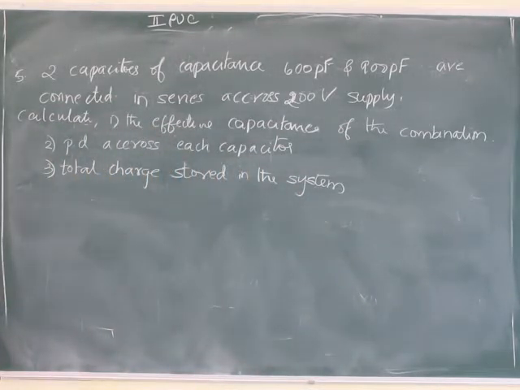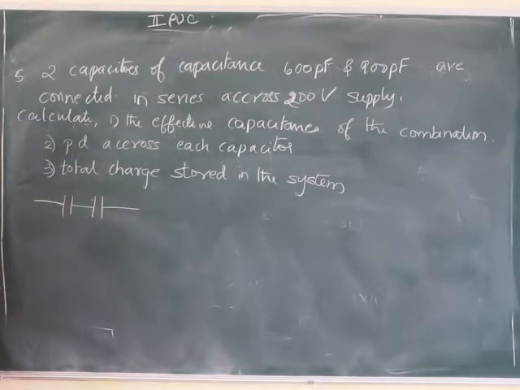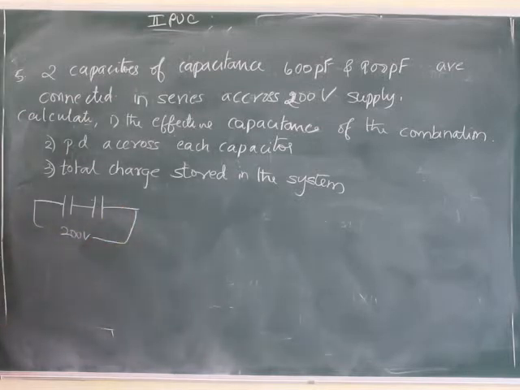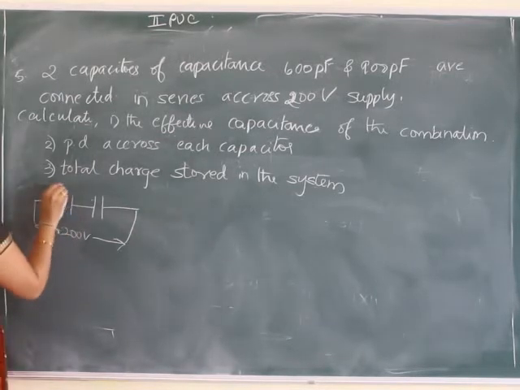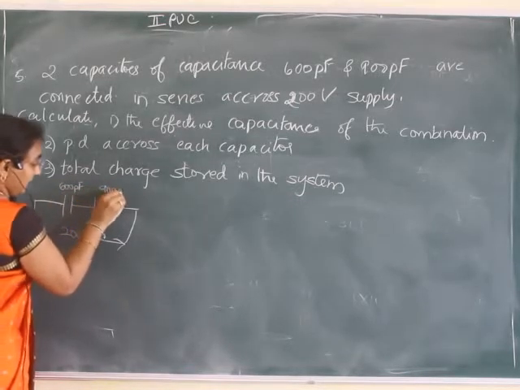Can you help me further? How can we solve this problem? Okay, the two capacitors we will connect in series with a 200 volt supply. Then the effective capacitance of the combination. One is 600 picofarad. Another one is 900 picofarad.